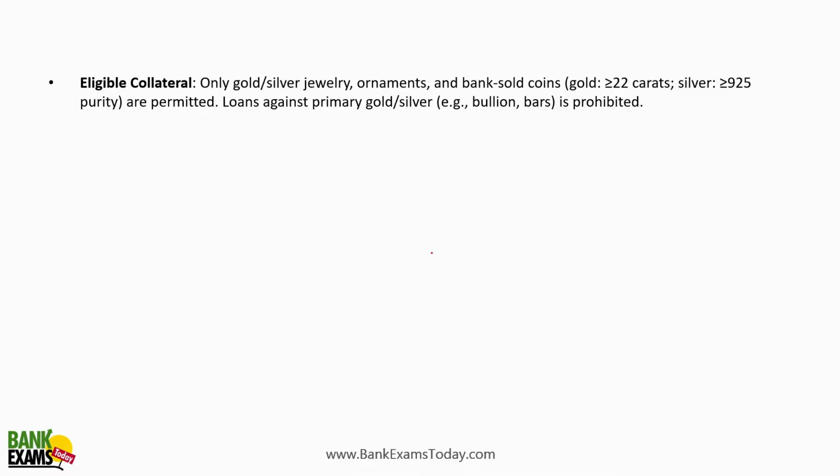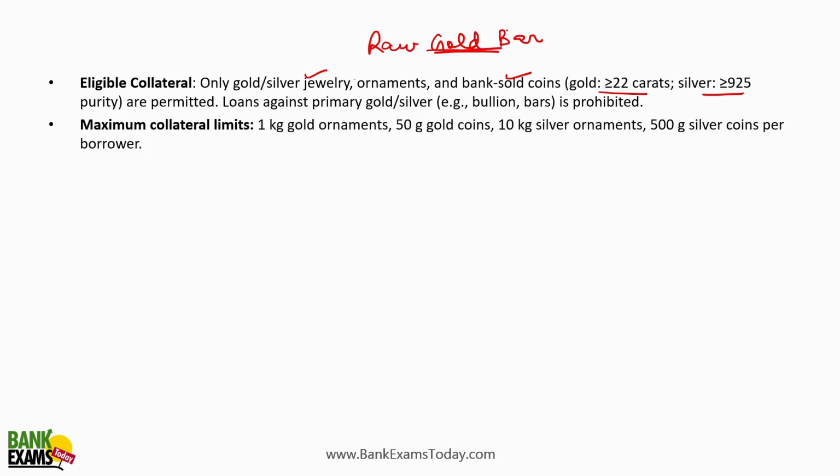So eligible collateral क्या है? Ornaments, gold and silver jewelry और gold jewelry जो है that should be at least 22 carat and silver should be at least 925 purity, right? Ornaments and bank sold coins. Raw gold bars जो होती हैं, you cannot get loan against these raw gold bars, right? 24 carat bars मिलती हैं, आप इसके against loan नहीं ले सकते.